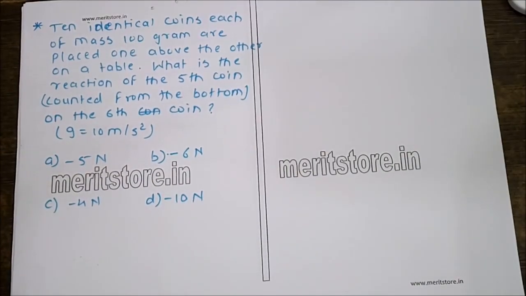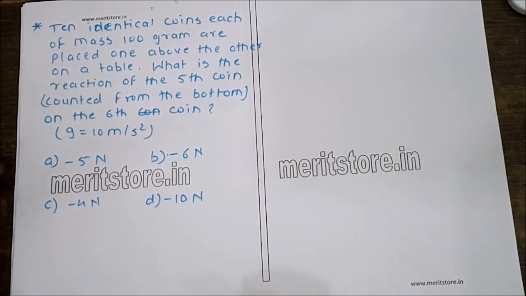10 identical coins, each of mass 100 grams, are placed one above the other on a table. What is the reaction of the fifth coin, counted from the bottom, on the sixth coin? The g value is given as 10 meters per second square. The options are minus 5 newtons, minus 6 newtons, minus 4 newtons and minus 10 newtons.